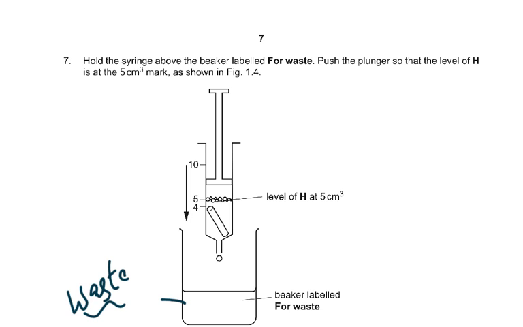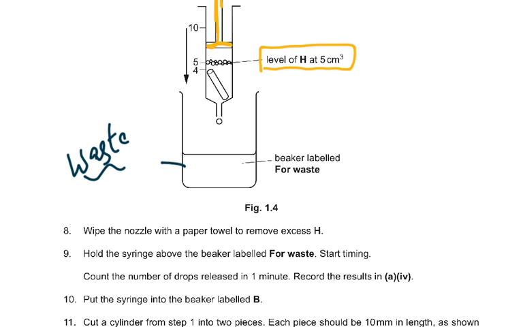So push the plunger. Now you push the plunger down so that the level of H is at the 5 centimeter cube mark, not the plunger, the level of H. The hydrogen peroxide is at the 5 centimeter mark as shown in figure 1.4, because some of it might come out, so that's why you're holding it over the waste. You do not want to drop it onto the surface where you're working.